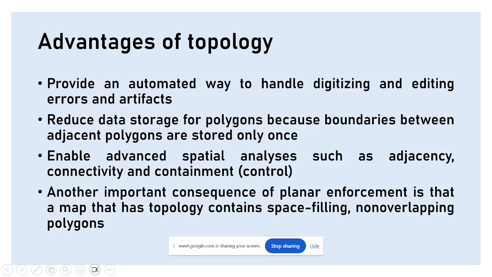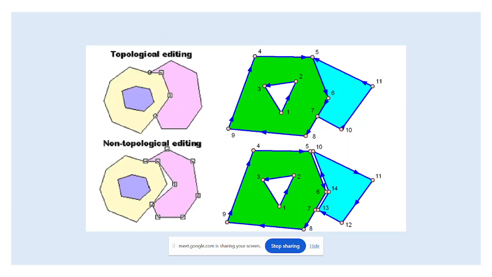So this enables advanced spatial analysis such as adjacency, connectivity, and containment. It's how well connected these features are, the adjacent features, all those things, and how those boundaries are controlling the feature. It accounts for that. Another important consequence of planar enforcement is that a map that has topology contains space-filling, non-overlapping polygons. So you won't have any polygons that overlap. You will have properly kept polygons next to each other.